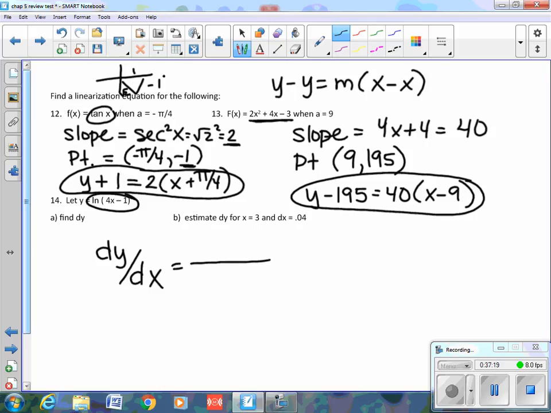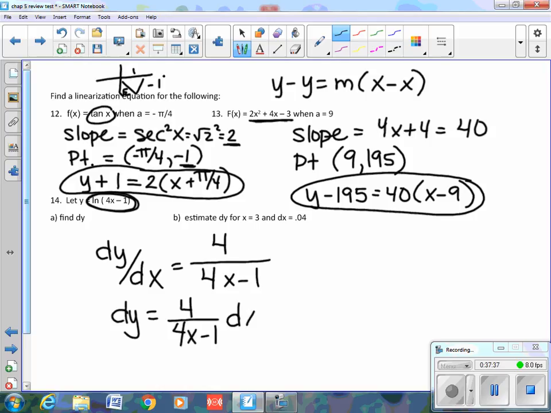ln is an easy derivative. You put the original on the bottom, and you put the derivative on the top. The derivative of 4x minus 1 is 4. So that's the first part. Well, not really, because they want you to get dy alone.